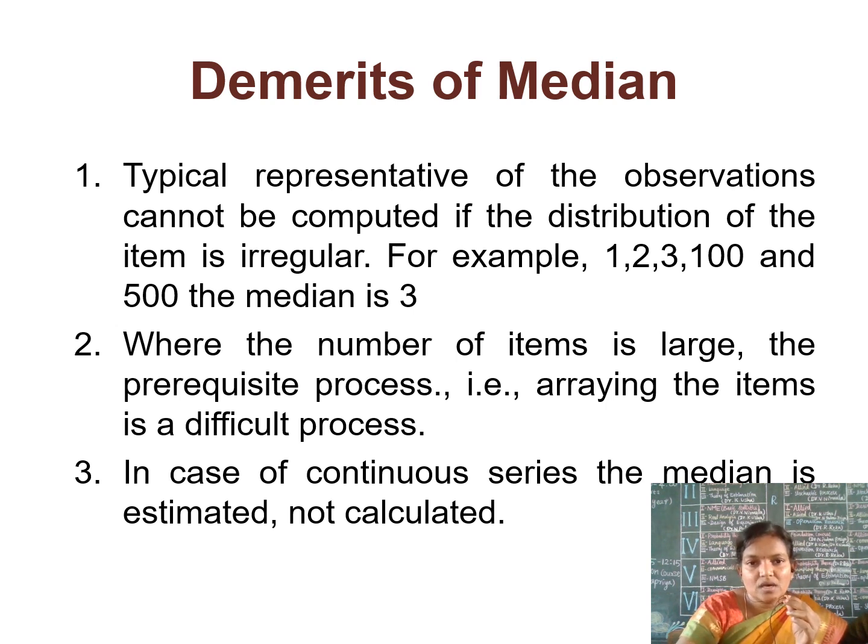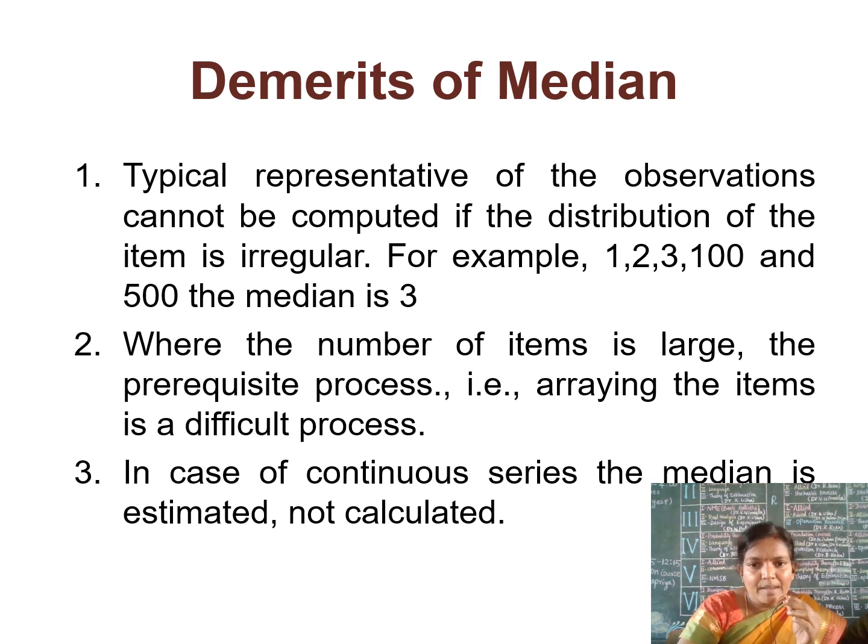Demerits of median are: first, you just see this example. There are 5 values given: 1, 2, 3, 100 and 500. 500 is the extreme value, isn't it, compared with 1, 2, 3. So here the median doesn't consider the extreme values. The median for this series is 3. The difference between 3 and 500 is too large a value. So it is one of the main demerits.